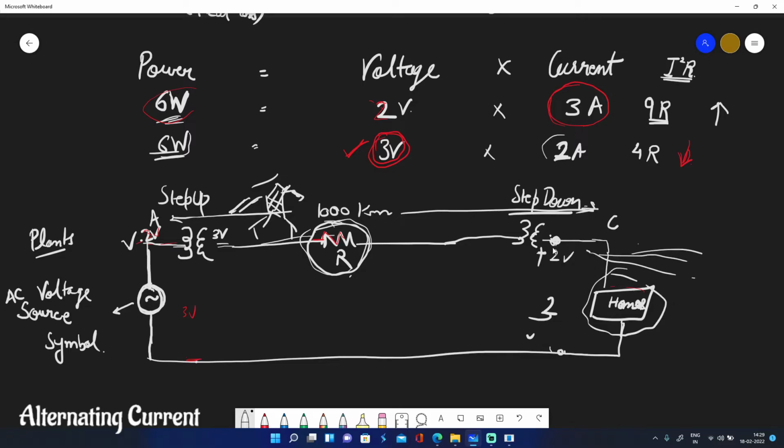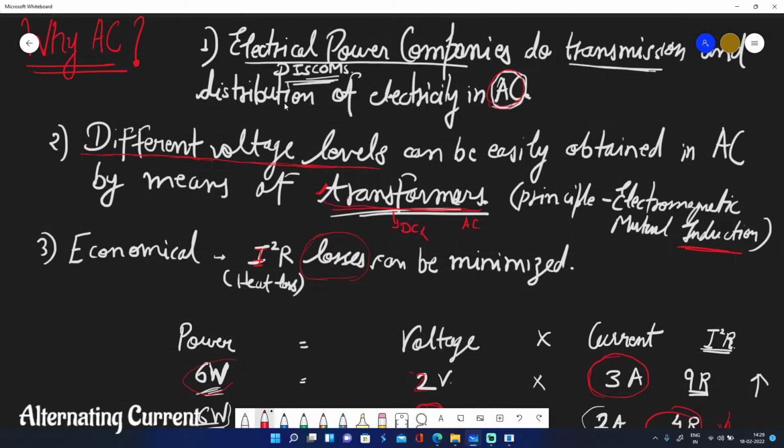The thing is, by manipulating the voltage, the current here is indirectly manipulated, and ultimately the losses are minimized. So this is the case. This is just for understanding purposes, so that you can understand why different voltages are required in case of AC. These are desirable so that we can minimize losses, and several other things.